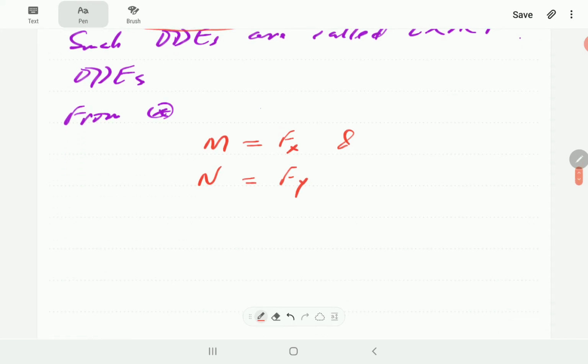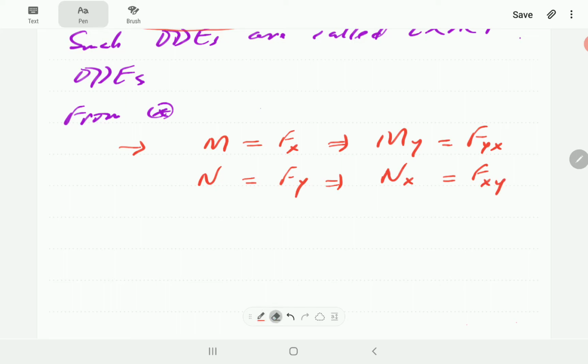Now from these two, if we differentiate this one with respect to y, then we're going to get my is equal to fyx. Differentiate this one with respect to x, then we're going to get nx is equal to fxy.